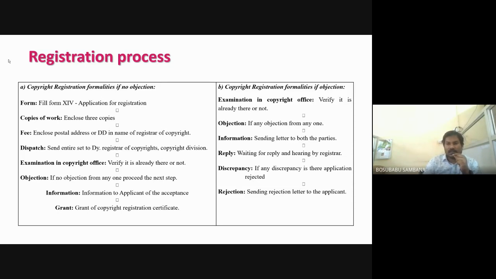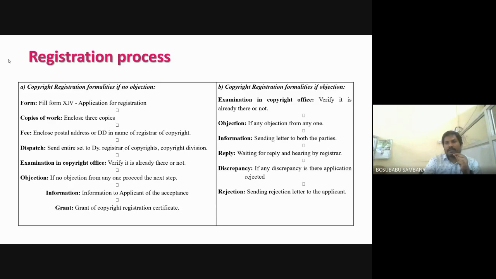After filing, attach all those things and submit from your end in digital form. Then attach three copies of your work along with a printed copy of your application. The copyright office examines it, verifies whether it is already copyrighted or not, and any objections go through the appellate board. Finally, if everything is done well, the copyright registration certificate is granted.